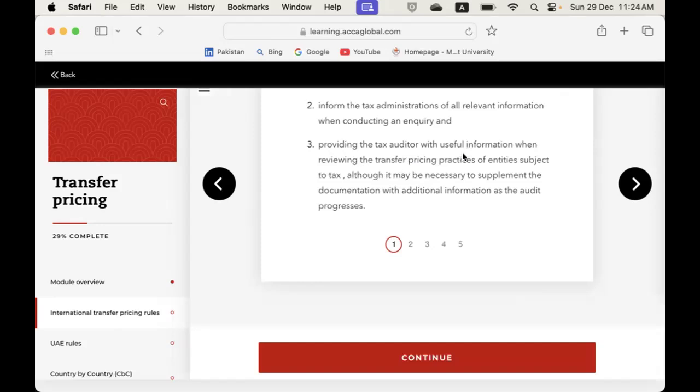Providing the tax auditor with useful information when reviewing the transfer pricing practices of entities subject to tax. But if there is a tax audit open, naturally they will question and seek a lot of information, so the right information has to be provided. Although it may be necessary to supplement the documentation with additional information as the audit progresses. So if the taxpayers understand transfer pricing, they will know what the tax auditor is seeking, and they'll be able to drive the information flow appropriately and efficiently.